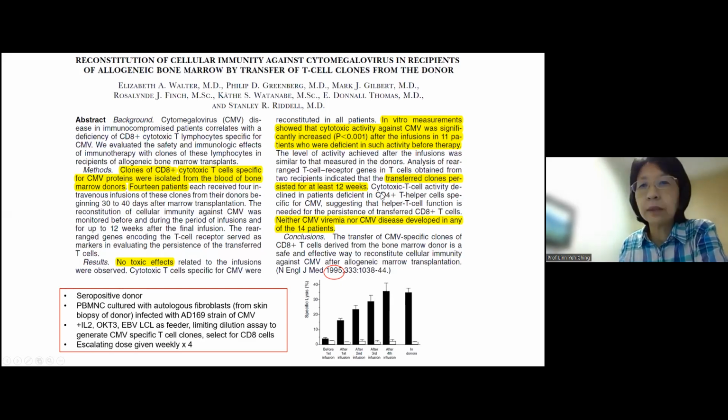So CMV T cells were given to 14 post-transplant patients weekly for 4 infusions, and they showed that the transferred clones could expand after repeated infusion and persist for more than 12 weeks, and none of the patients developed CMV disease, viremia or disease.